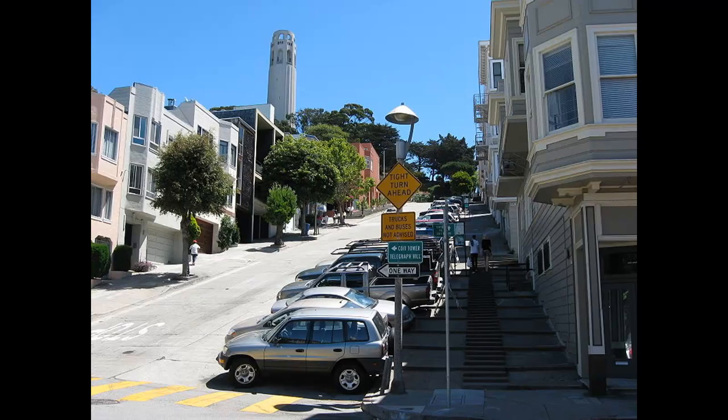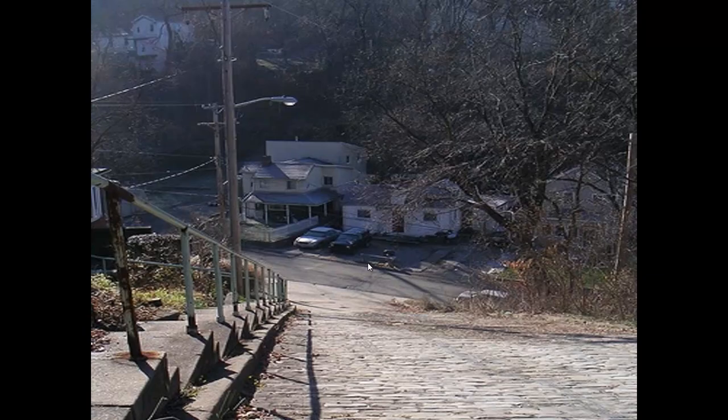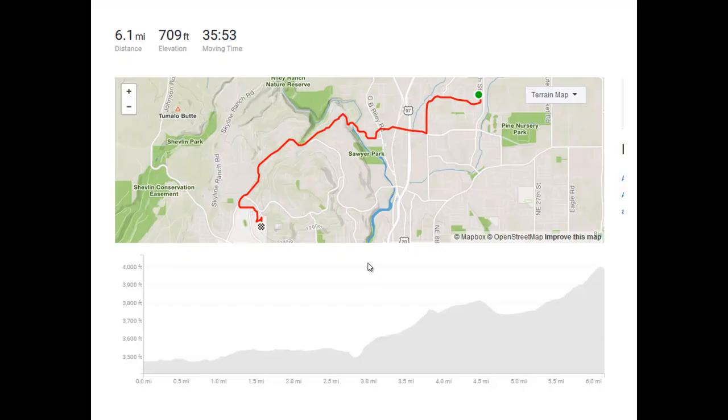But what I want to talk about in the next video is, how about when you have a distance like this? This is my commute this morning. I went 6.1 miles. My house is over here, and I work up here at COCC. I climbed 709 feet in elevation over that 6.1 miles. Now, if you look at my elevation profile down here, you can see what happens. I start at about 3,400, and I end up at about 4,000, okay?